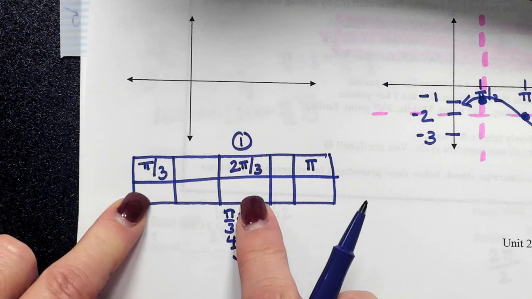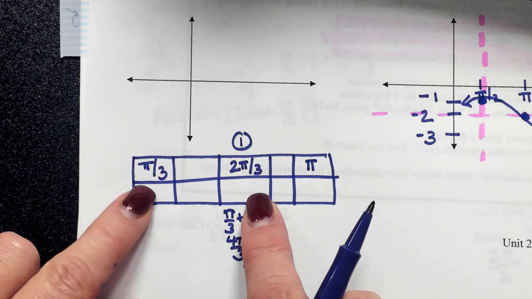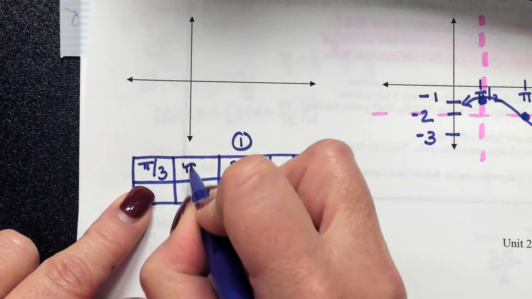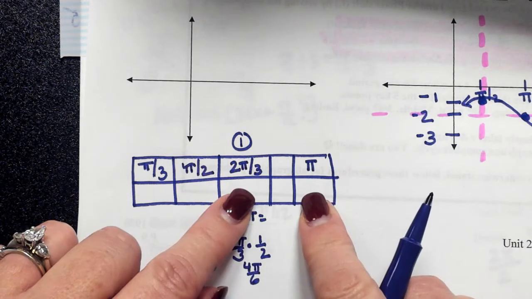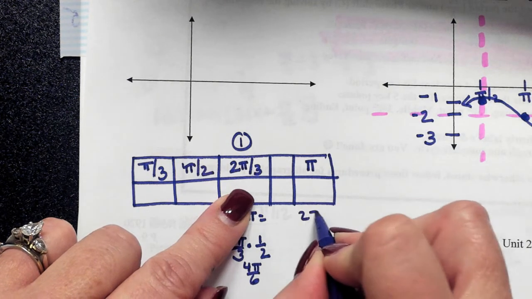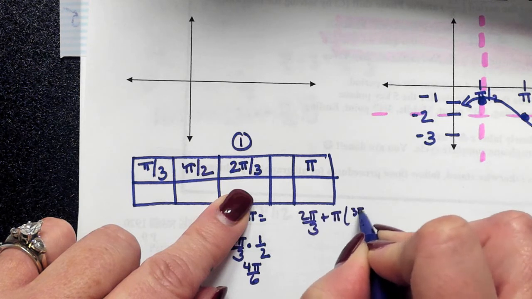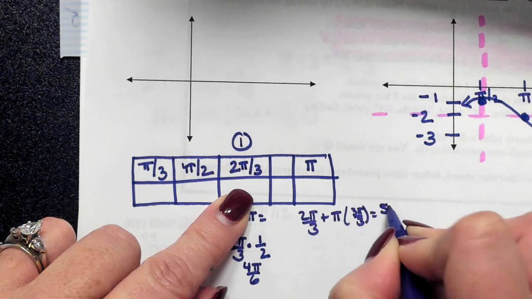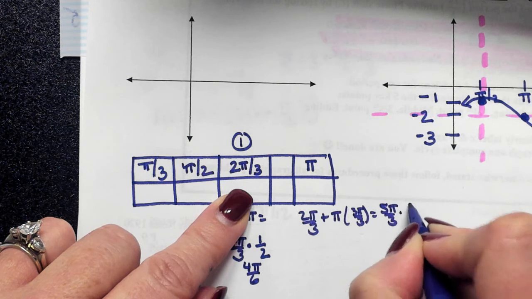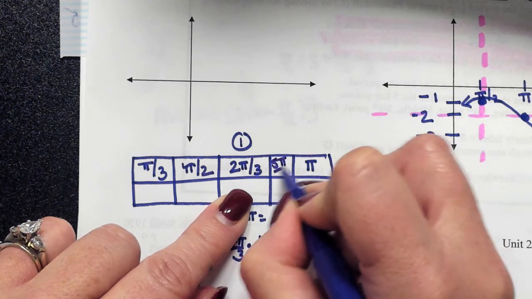So now I want to find the midpoint between pi over 3 and 2 pi over 3. So it's going to be pi over 2. And then the midpoint between 2 pi over 3 and pi. So we have to do 2 pi over 3 plus pi, which I know is actually 3 pi over 3. So that gives me 5 pi over 3. Divide by 2, which means I multiply by a half, so this other point is going to be 5 pi over 6.